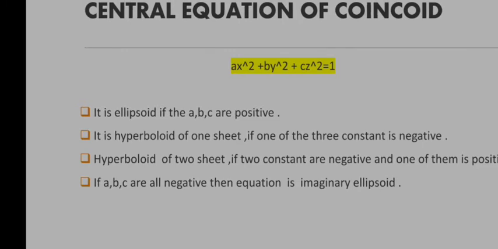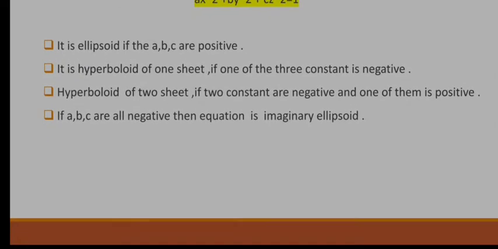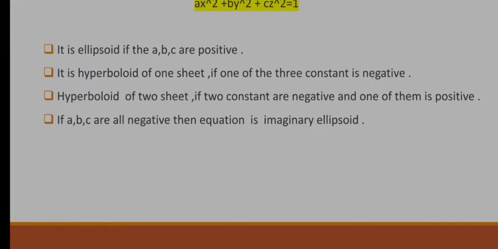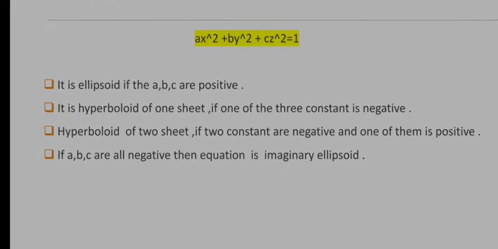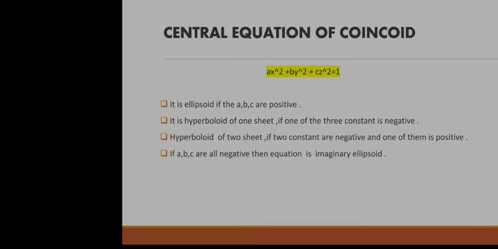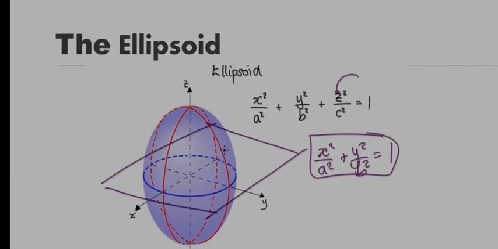If a, b, c are all positive, then we can say that this is the ellipsoid form. But if one of the three constants is negative, then it is the hyperboloid of one sheet. And if two constants are negative and one of them is positive, then this is the hyperboloid of two sheets. Now the fourth one is when a, b, c are all negative. This equation is the imaginary ellipsoid form. Now here the diagram of ellipsoids is given.